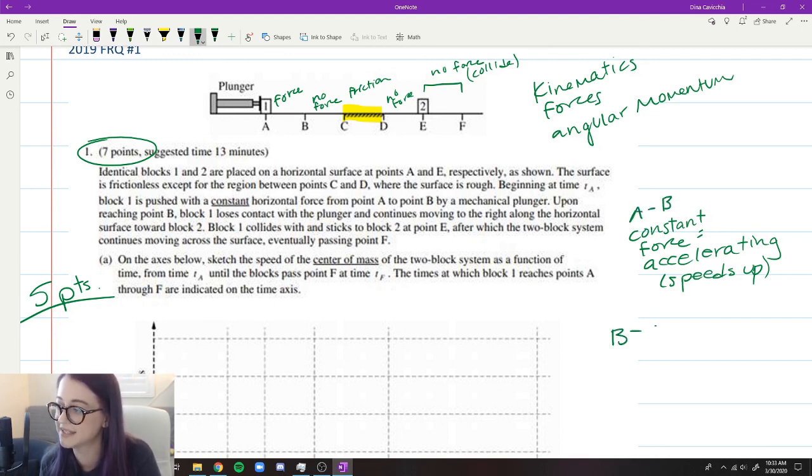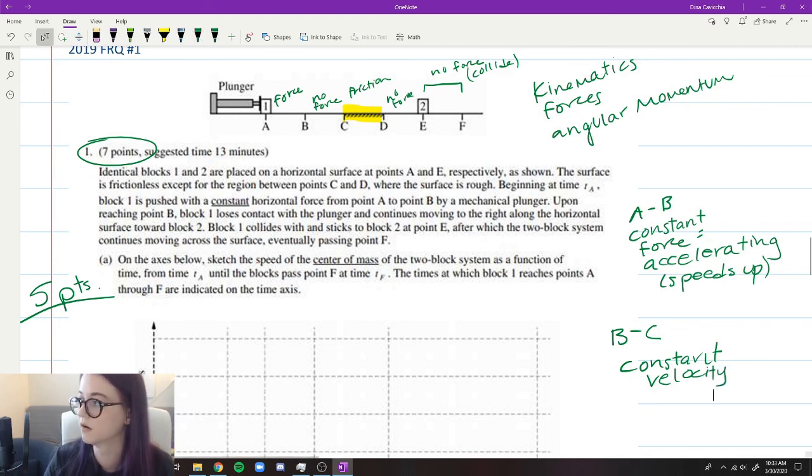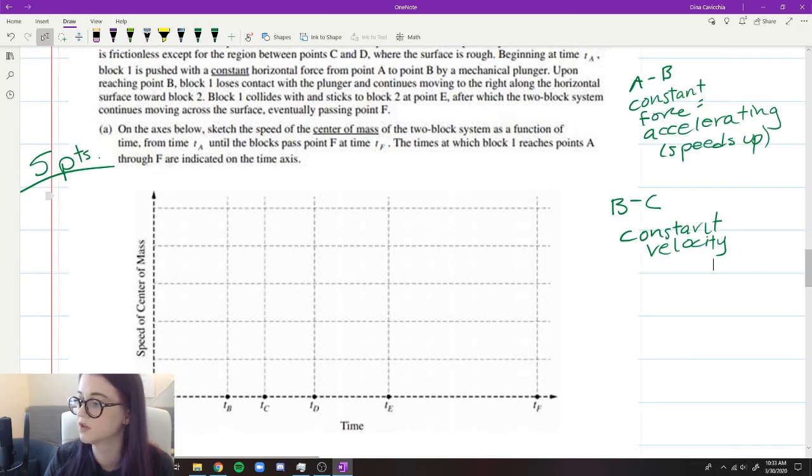From B to C, there's no more force. So if there are no forces acting on your block, now we can revert to Newton's first law and figure out that, well, if there's no forces, it will continue in motion. So from B to C, it will have a constant velocity. Scroll down a little bit. So from B to C, there will be a constant velocity.